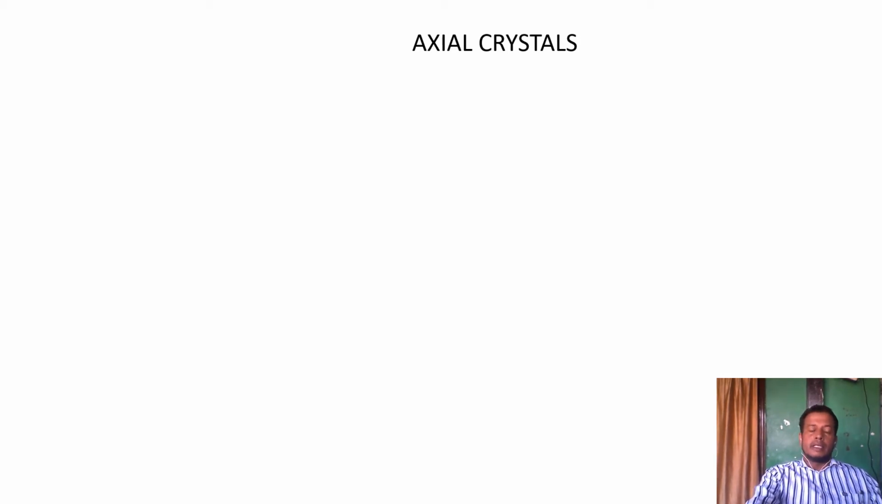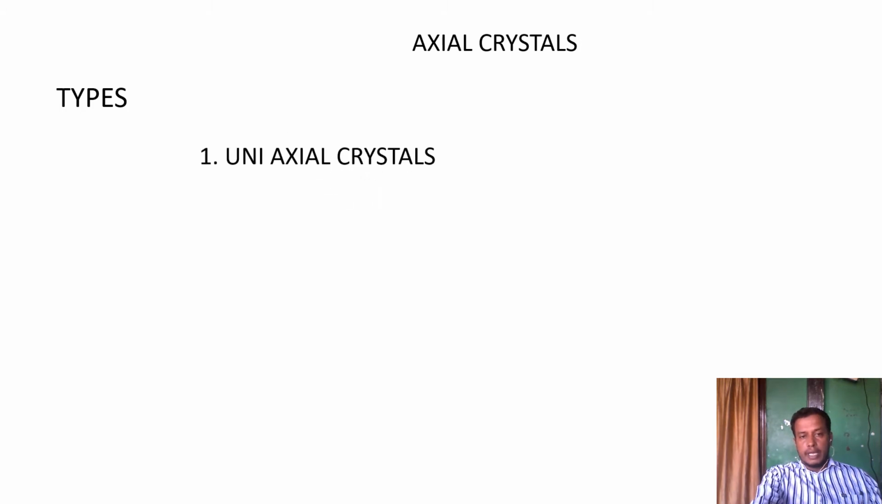Usually, as we see in double refraction, there is an optic axis through which the velocity of the extraordinary and ordinary ray remains constant. On this axis we divide the crystals into two types. One is uniaxial crystals and another is biaxial crystals.